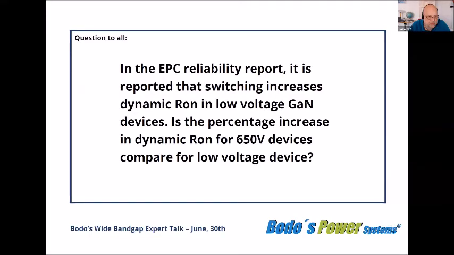Thank you, gentlemen. In the EPC reliability report, it's reported that switching increases dynamic R-on in low voltage GaN devices. Is the percentage increase in dynamic R-on for 650 volt devices comparable to low voltage devices? So that has to go to somebody doing 650 volt.